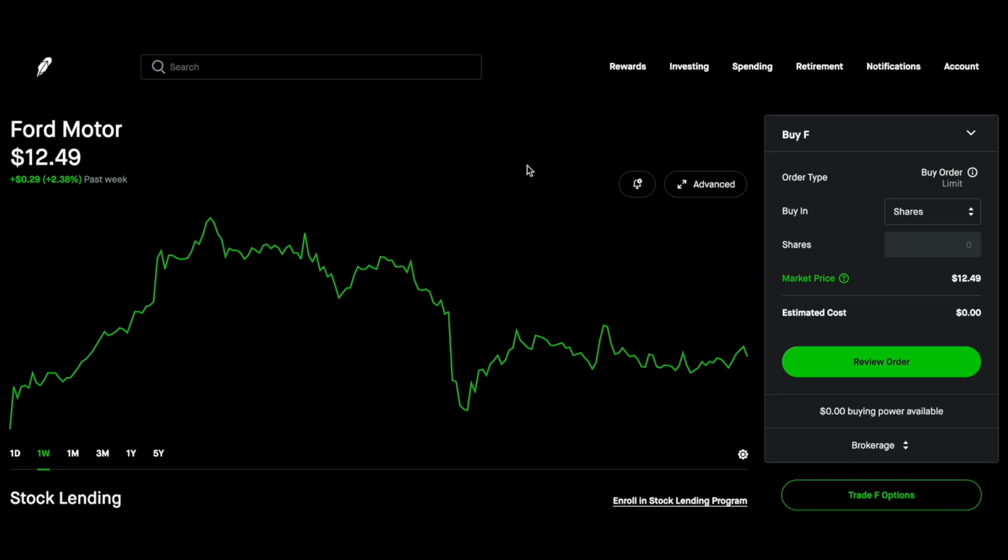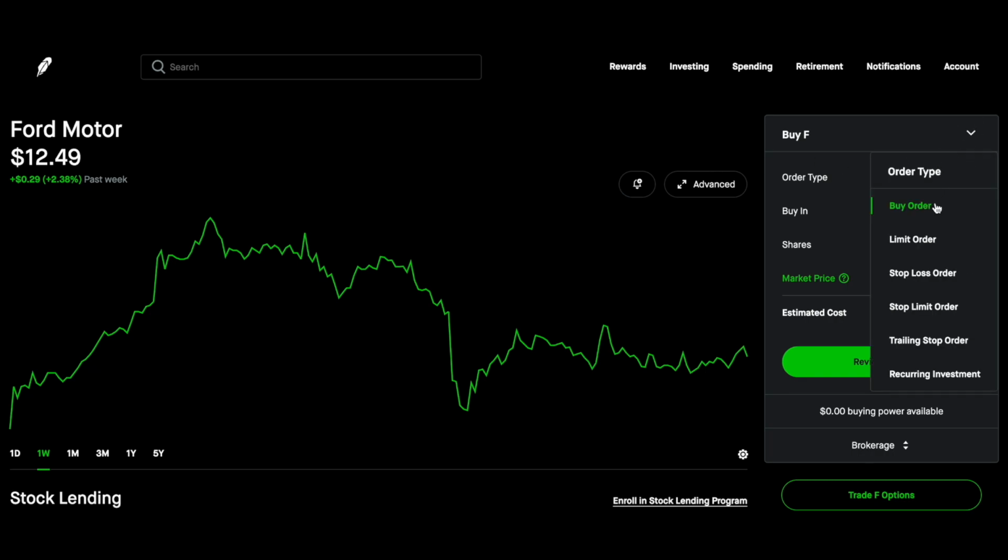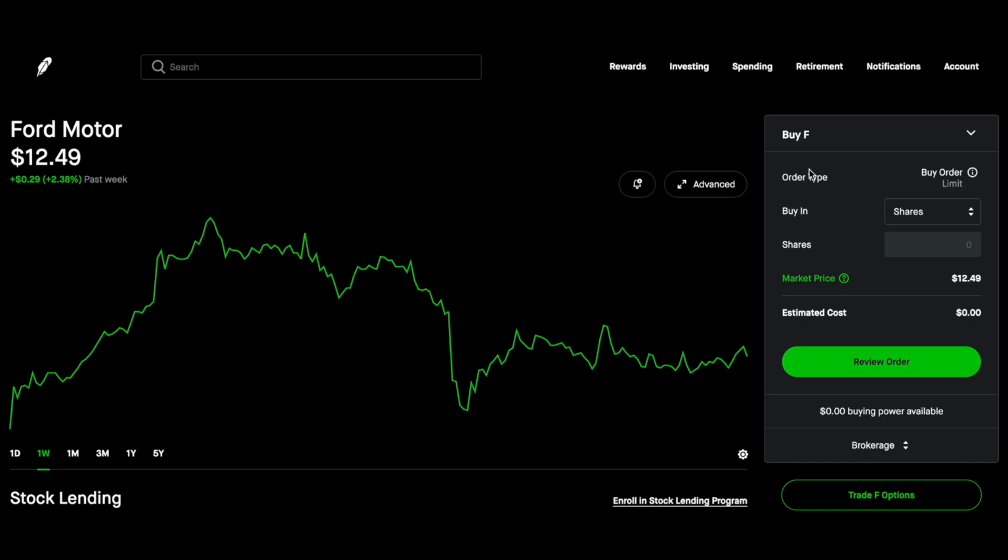about throughout the video. So to make sure we have market order selected, we click the arrow in the top right hand corner of the page, and we're going to select buy order. Buy orders and market orders are basically the same thing and can be used interchangeably. The Robinhood app used to call them market orders, but now they call them buy orders. But again, they're the exact same thing.